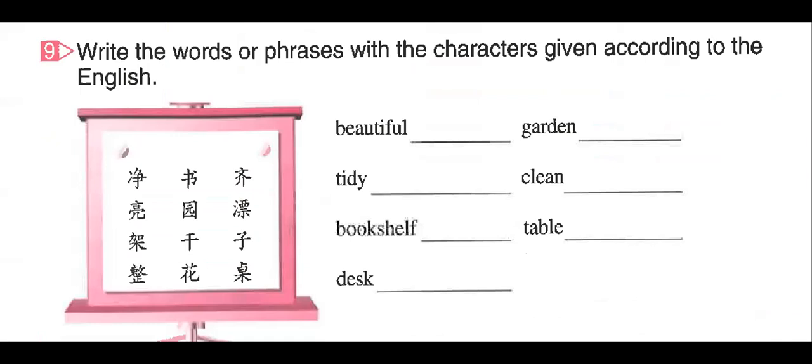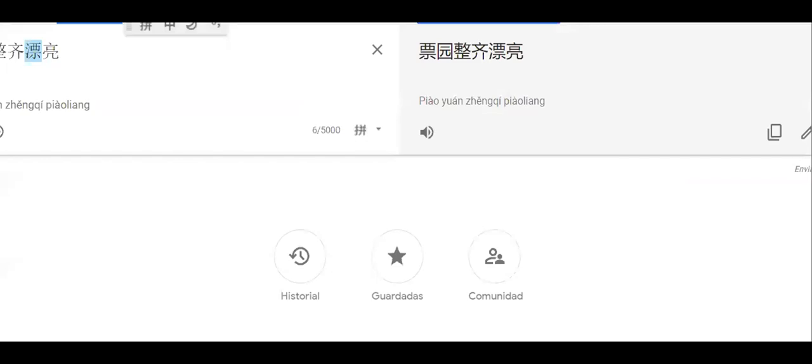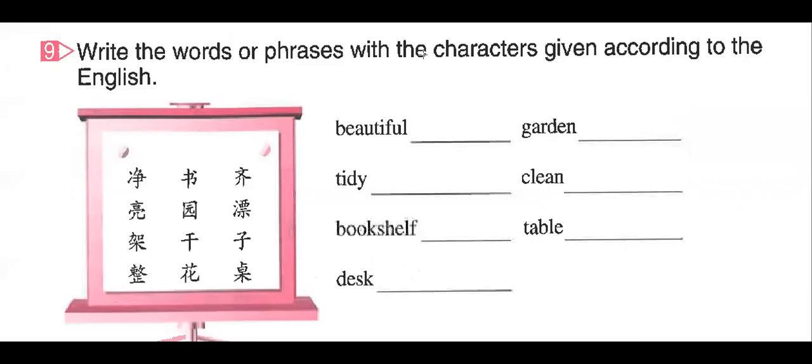Exercise number 9. What do we have to do here? Write the words or phrases with the characters given according to the English. So, for example, the first one, we have here beautiful. So how do we say that in Chinese? We have the characters here. This one is beautiful. Here you have the characters. I'm also going to write the pinyin.